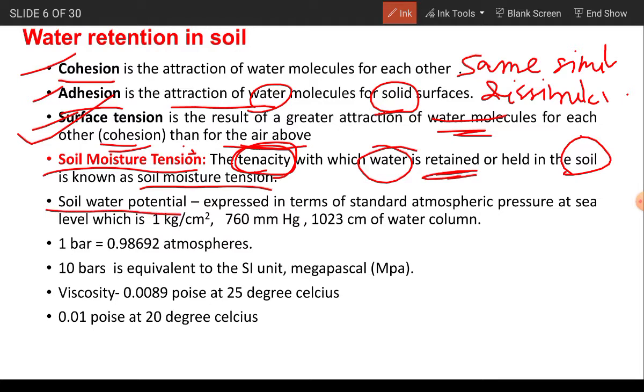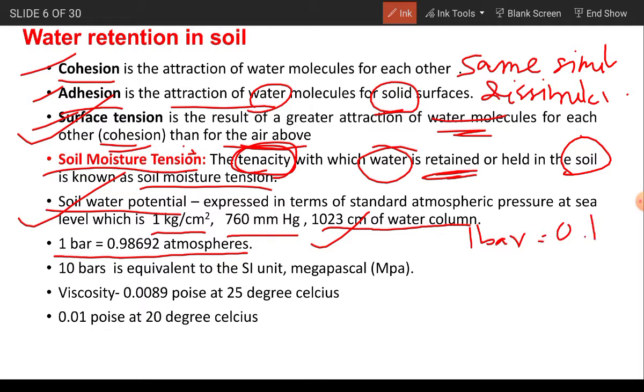Soil water potential is expressed in various forms. It can be expressed as 1 kg per centimeter square, or 760 mm of mercury column, or 1023 centimeter of water column. This is called soil water potential. You might be knowing 1 bar is equal to 0.986 atmosphere. In SI unit, it is 10 bar.